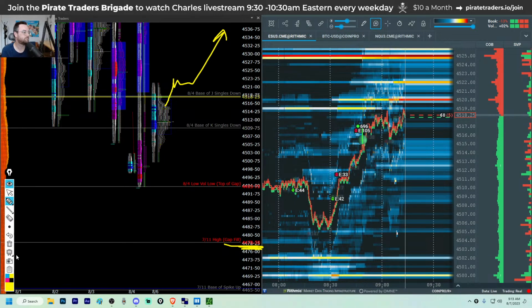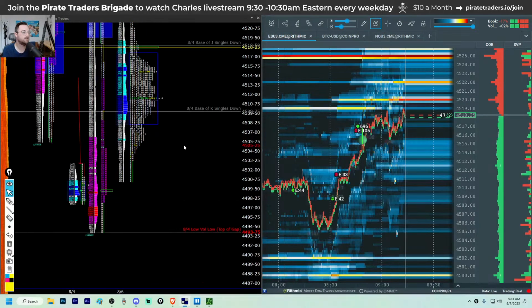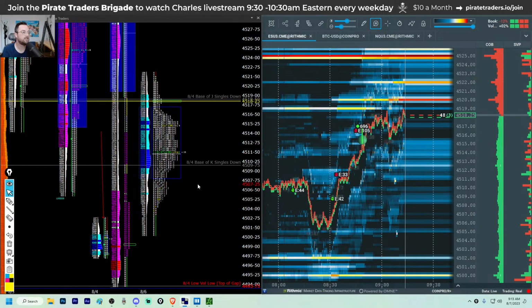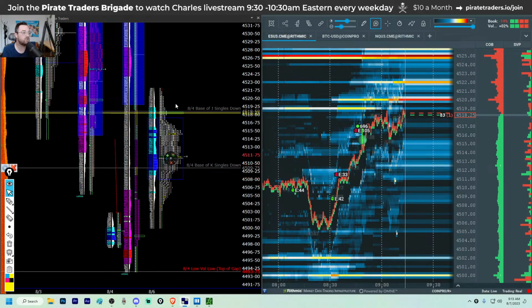Okay? So that's it for me. Chop zone this morning. Let's just watch how it chops. Let's look for signals of which way it's going to break out of the chop. And then once it breaks one way or another, let's get in a trade and let's monitor for continuation. That's my system, and I'm sticking to it.